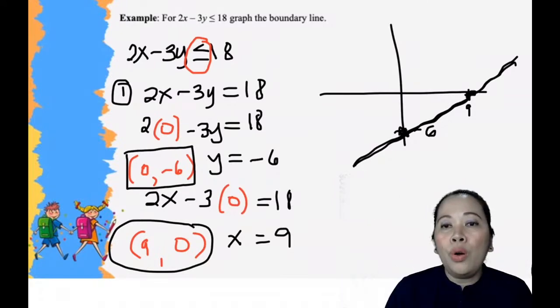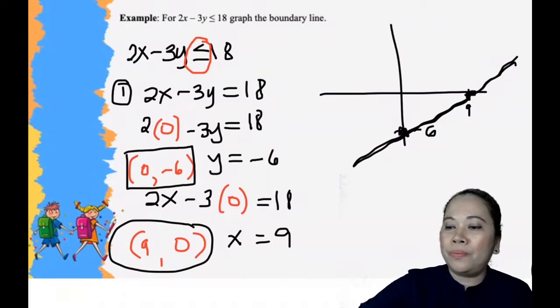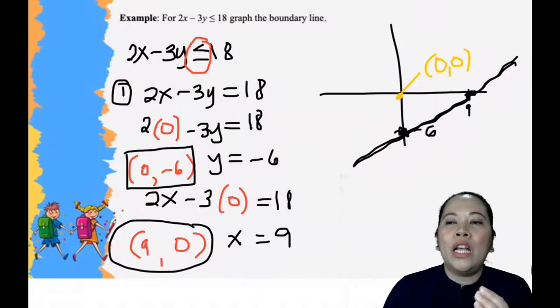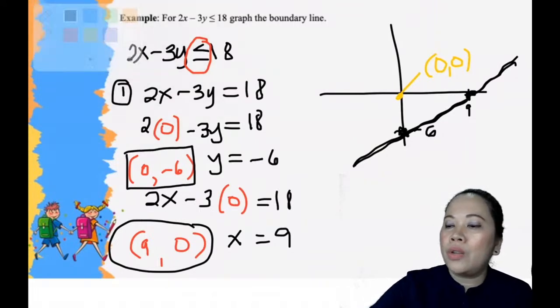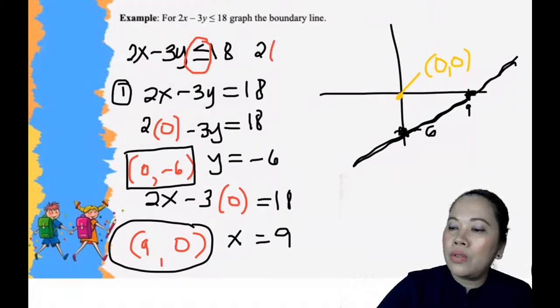How would you know where to shade? The best test point that I would recommend you use is 0, 0. When we say test point, that's the point where you substitute back into your inequality to test whether the inequality is correct. So test point is 0, 0. Again, you substitute. We have 2 times 0 minus 3 times 0. So my x and y is 0, 0.